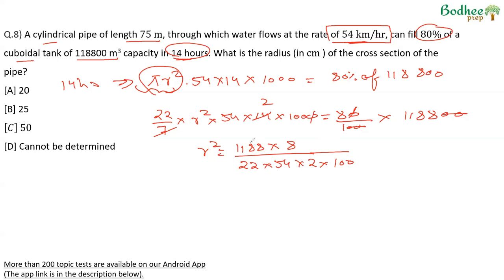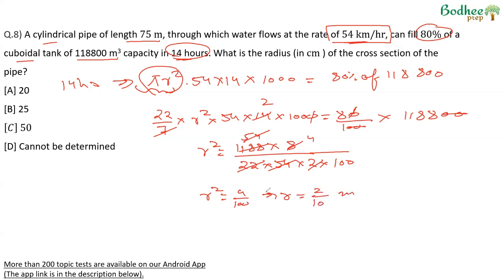1188 will be divisible by 22 because both of them are divisible by 11, both are even. This will come out to 5 elevens are 110, 8 elevens are 88, 4 and 4 cancel. This becomes 4, and therefore r square is 4 by 100, which means r will be 2 by 10.